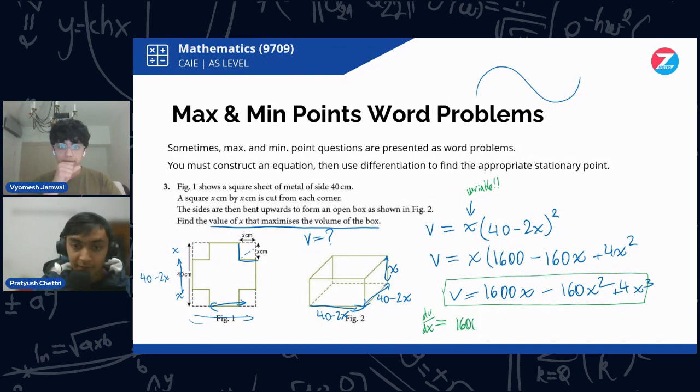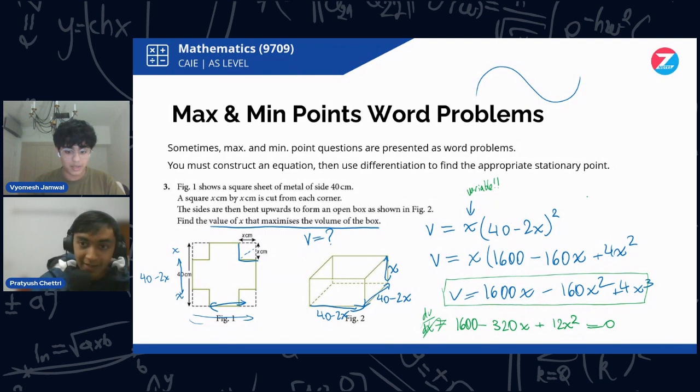It's going to be 1600 minus 320x plus 12x squared. And since dV/dx, or the slope, is equal to 0, this is equal to 0. You can solve the equation in a method of your choice, which for me will be just punching into my calculator. The values are x equals 20 and x equals 20 over 3.